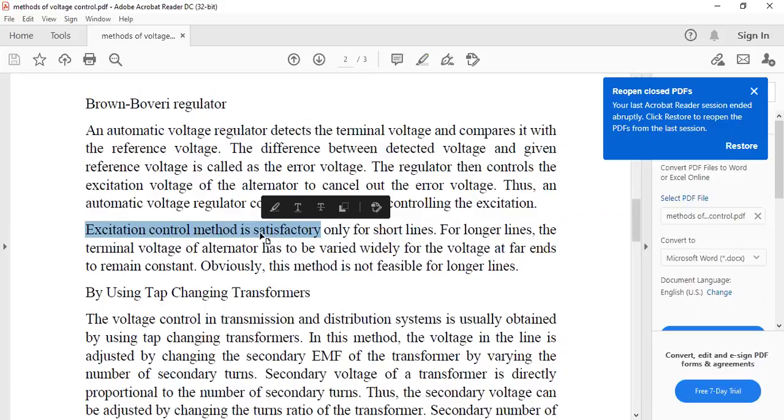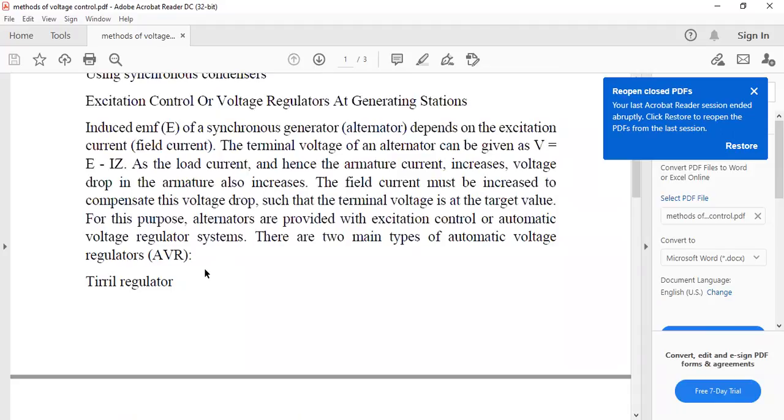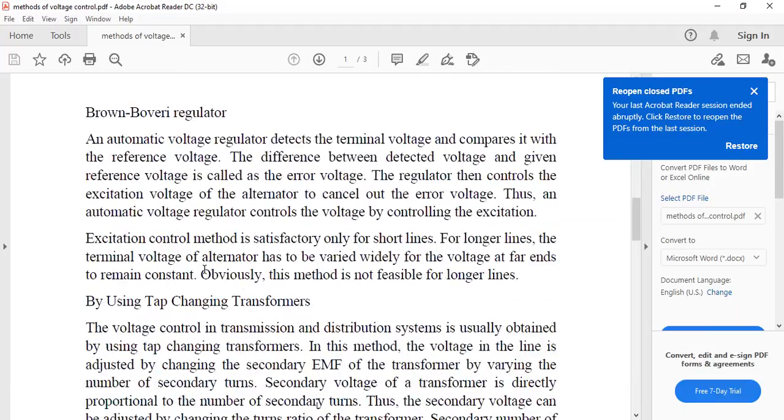For longer lines, it is not that feasible a method. It is not that suitable for longer lines. That's why we are using this excitation control or automatic voltage regulators at generation stations only. If you want to use the same method for transmission lines, it is restricted to short lines only. If there are longer lines, this method is not feasible, meaning it is very difficult.